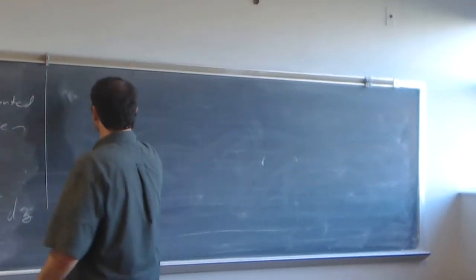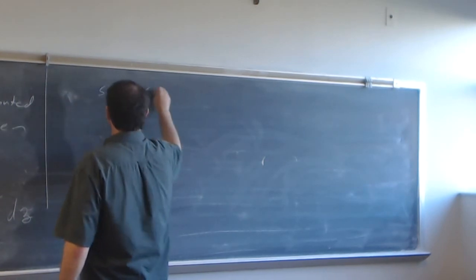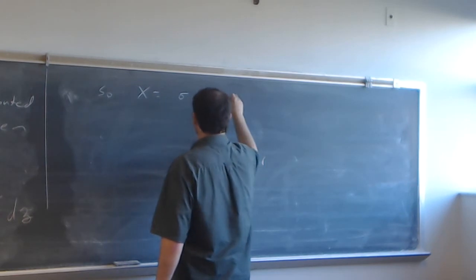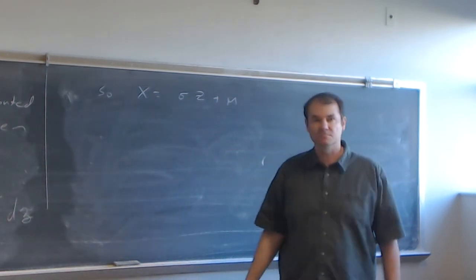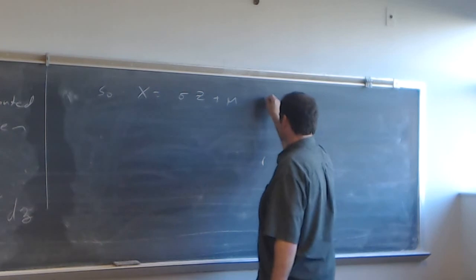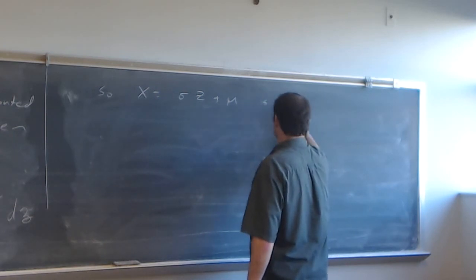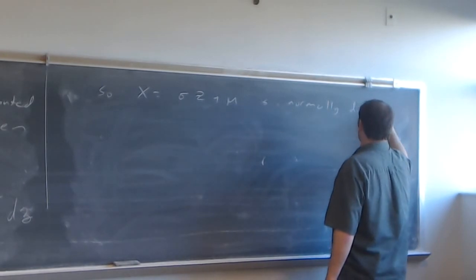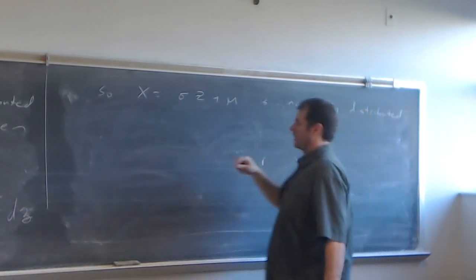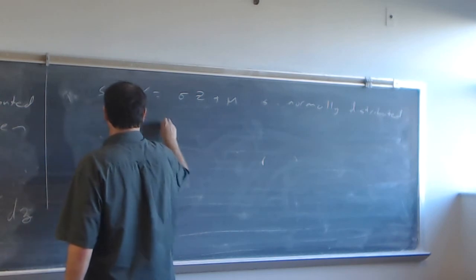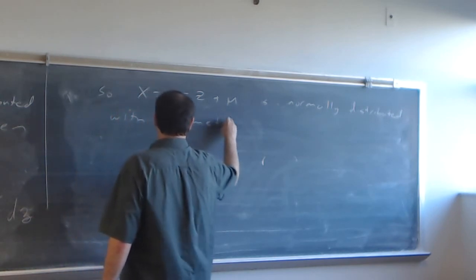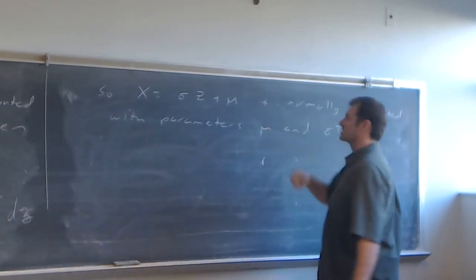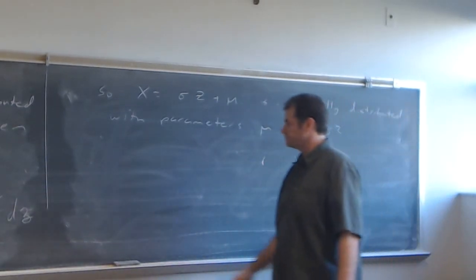So x then is equal to sigma z plus mu. That's what x is, where z is the standard normal, and x is normally distributed with parameters mu and sigma squared. So this is a way of expressing this x.